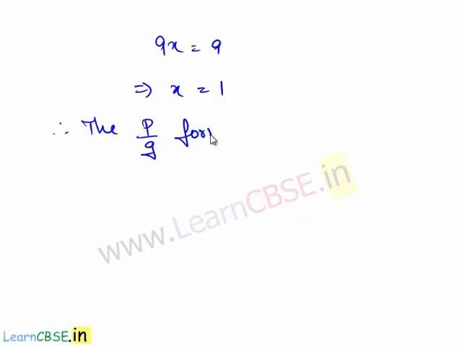Therefore, we have 9x is equal to 9, which implies x is equal to 1. Therefore, the p by q form of the given decimal expansion 0.999 and so on is 1. We can also say by observation that 0.999 and so on is approximately equal to 1, which is a rational number.